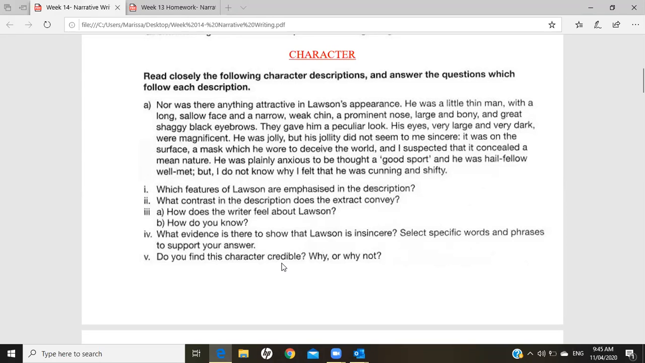And do you think that this is a character that we could find in the real world? Yes. It has plenty to call this. Right, so when they say the character is credible, they mean if it's someone that we could relate to in the real world. So I'm sure that you all probably know a lot of Lawsons that exist in the world today.